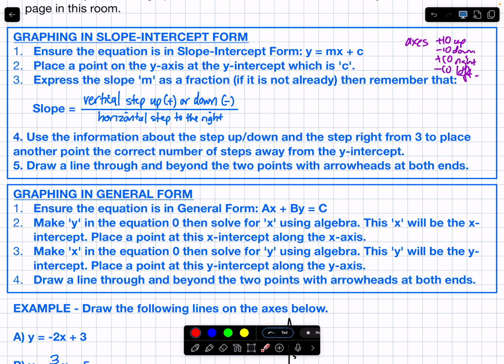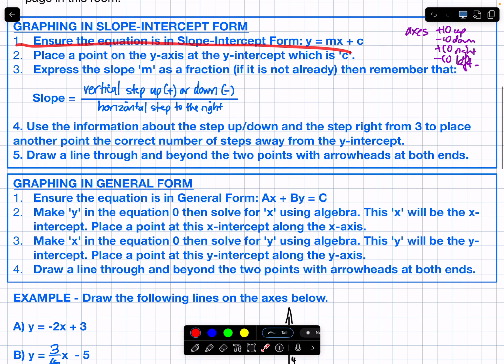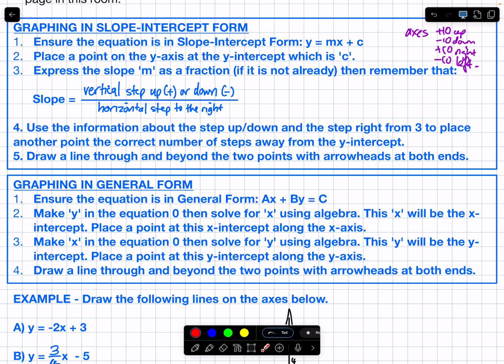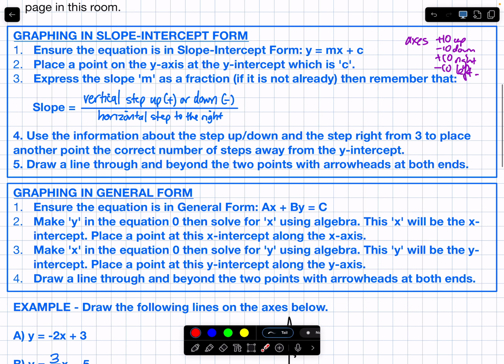I hope this is a revision for you, but if not, we're doing it from scratch. I think you've had in the past teachers that would have shown you y is equal to mx plus c. That is not incorrect. That's a line in slope-intercept form. But actually stepping through on how to draw it: place a dot at the y-intercept, which is c.